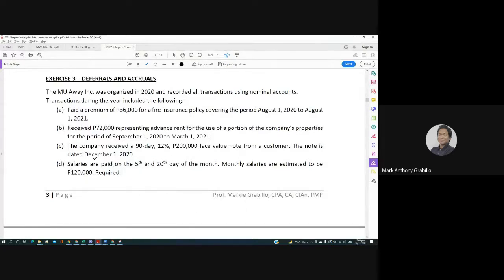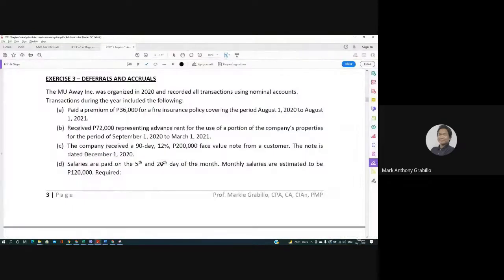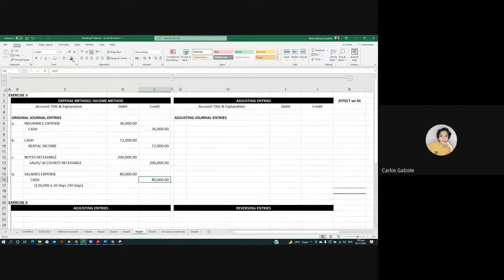Nakuha po ba? So magkano yung binayaran niya hanggang 20th day of the month? 60,000? 80,000? The monthly salaries is 120,000. Ilang days ba sa 1 month? 30 days. Tas ilang days yung nabayaran na? 20 days. So 120,000 times 20 days over 30 days, that's 80,000.